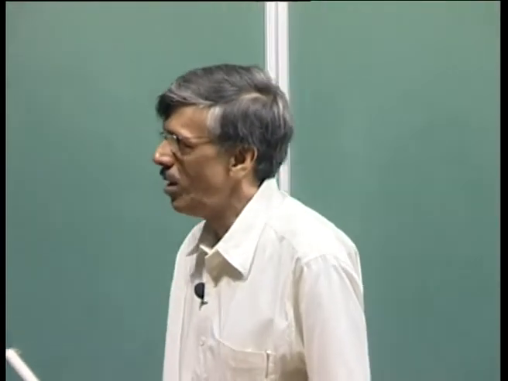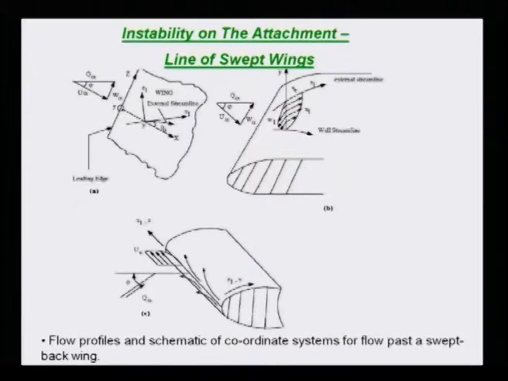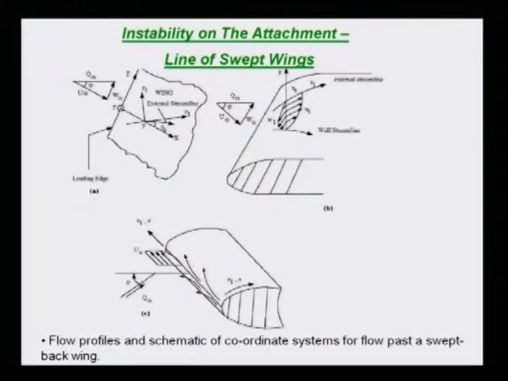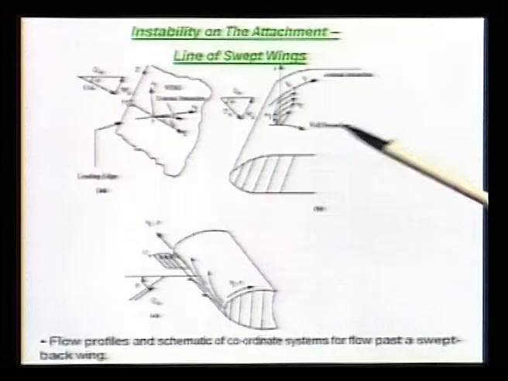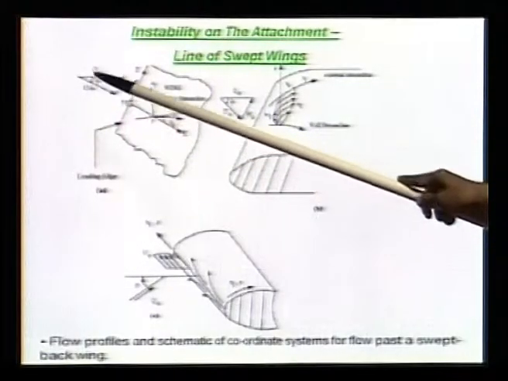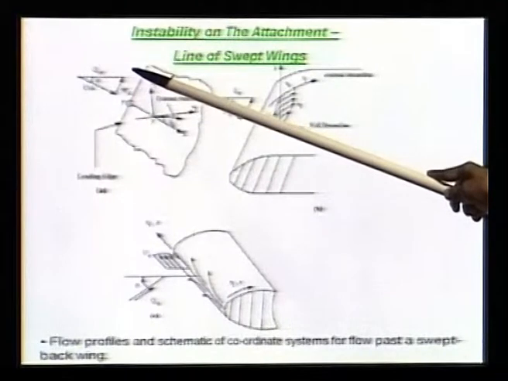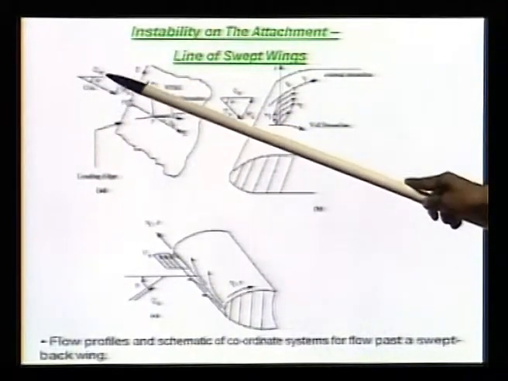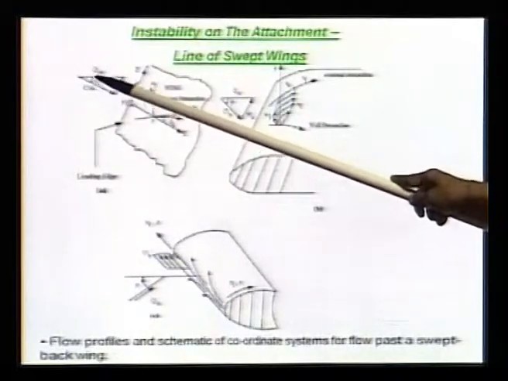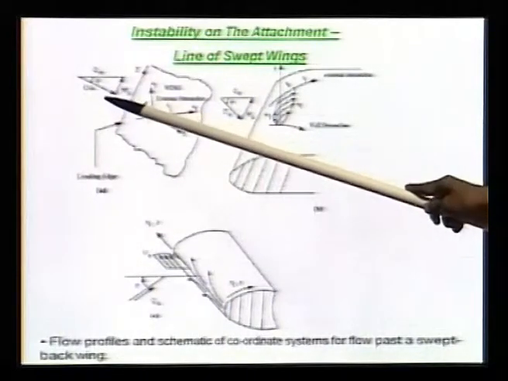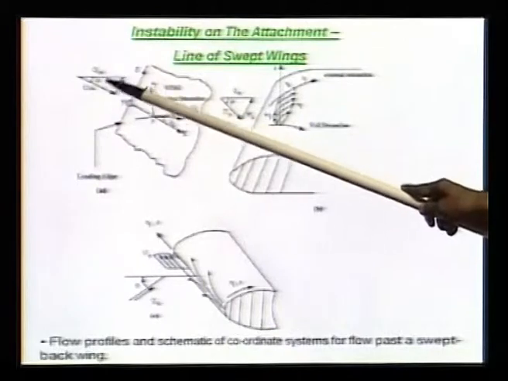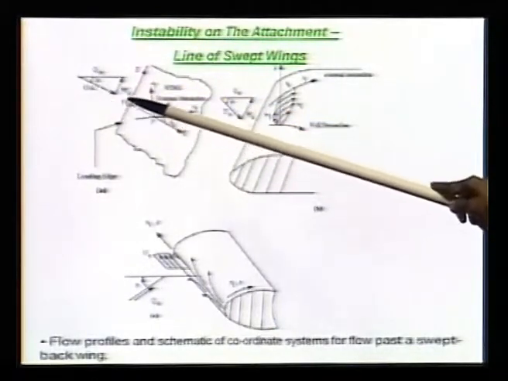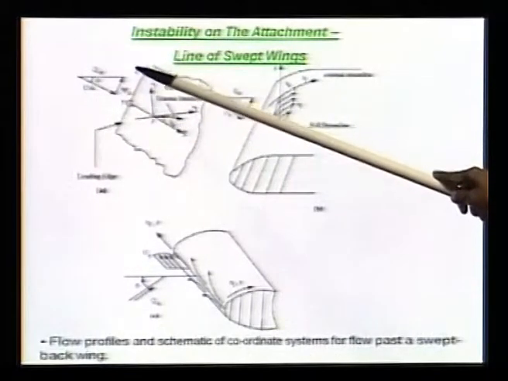We were talking about instability that is noted on the attachment line of a swept wing, and this is the schematic. If you look at a top view, it would look like this. The oncoming free stream q infinity subtends an angle alpha, drawn with the normal along which we have the u infinity, right. The projection of q infinity along the normal to the leading edge is u infinity, and there is a spanwise component w infinity going there.